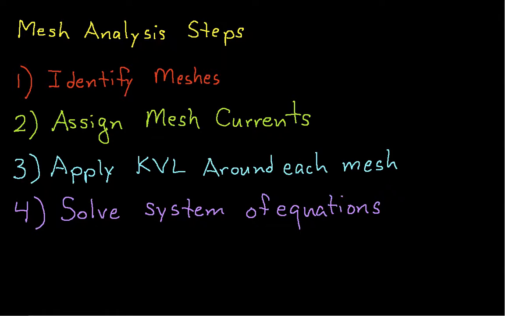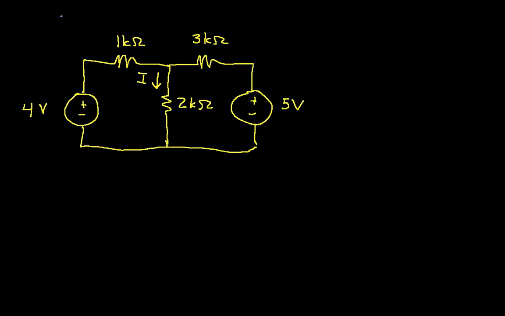The first is to identify the meshes in your circuit. And if we go back to this circuit that we've drawn here, the meshes are basically, if you were to think about it, holes in the circuit that are completely surrounded by wires and components. So in these dashed red lines, I've drawn the 2 meshes in this circuit. Again, they're basically, in a sense, the holes in the circuit.